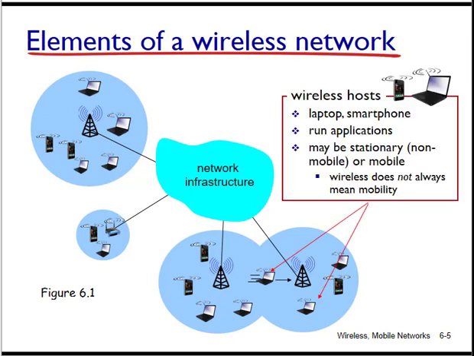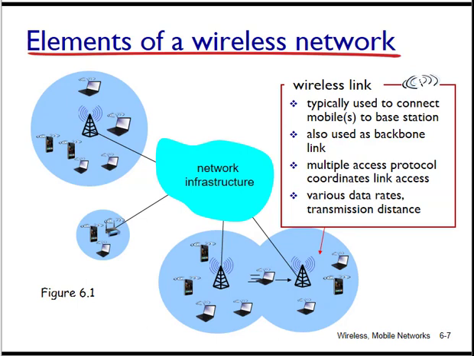The first is the wireless host. As in the case of wired networks, hosts are the end system devices that run applications. A wireless host might be a laptop, a palm top, a smartphone, or a desktop computer, and the hosts themselves may or may not be mobile. Next, wireless links. A host connects to a base station, which we'll be talking about shortly, or to another wireless host through a wireless communication link. Different wireless link technologies have different transmission rates and can transmit over different distances.